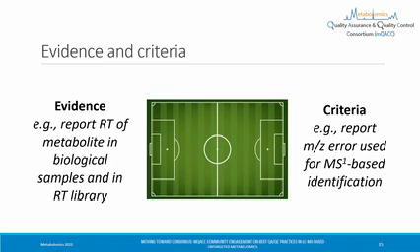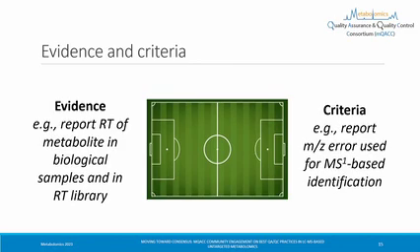Okay, so evidence is really reporting what you've measured, and reporting that for your chemical standards, or if you're using an MSMS mass spectrum from a publicly available library for your chemical standard, but also for the metabolite that you've detected in your biological sample. So evidence, for example, could be the retention time of your metabolite in your biological sample, but also in a chemical standard in your in-house library. So that's giving the evidence, okay?